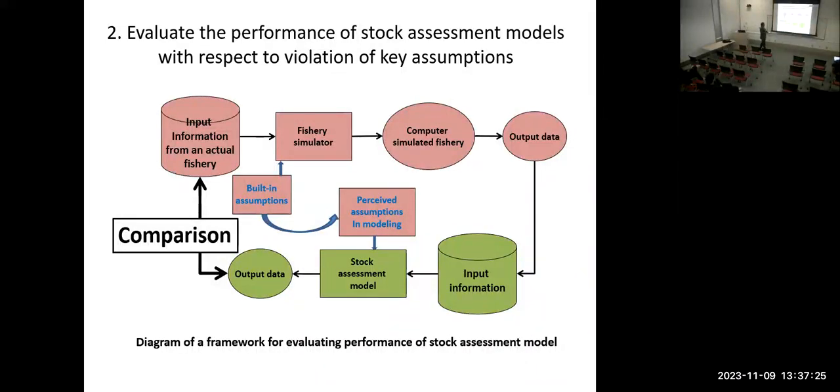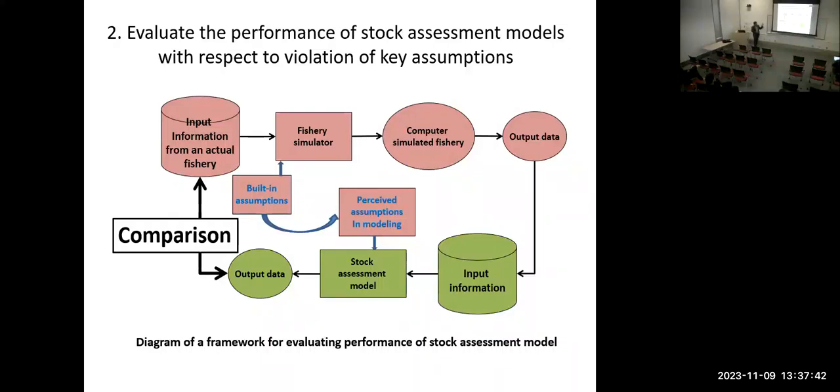So that study is really nice, it assures that their design is good and produces reasonable results. My second case study looks into how the performance of the model can be compromised by violation of some assumptions.